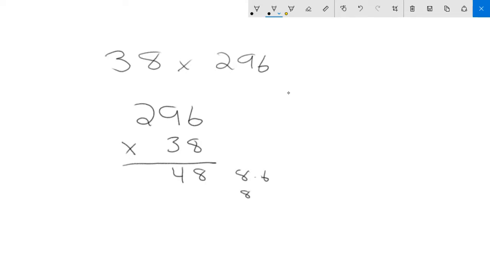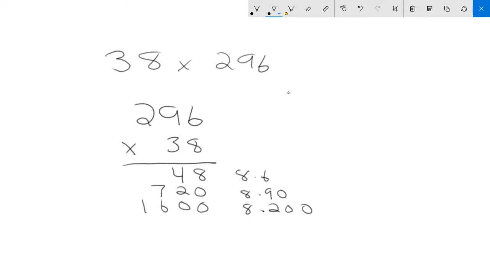Now I'm still working with the 8. I'm going to do the 8 times this 9, but it's not really 9. This is 296. This is 90. So I'm doing 8 times 90. Well, that's 720. Now I'm doing my last step with 8 because I have to do the 8 times all three of these numbers. So I'm doing the 8 times the 200. And 8 times 200 is 1600. Now these are the exact same steps we would have done with the area model. The only difference is I don't have something breaking it apart and keeping it a little more organized.